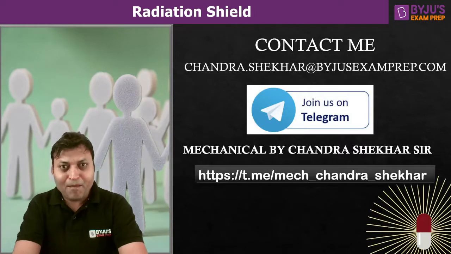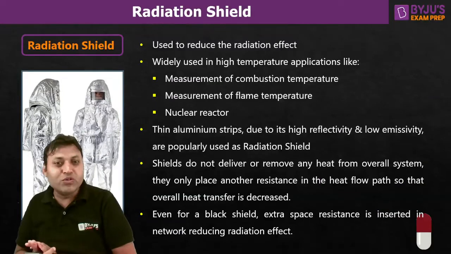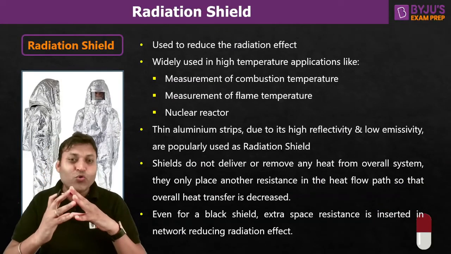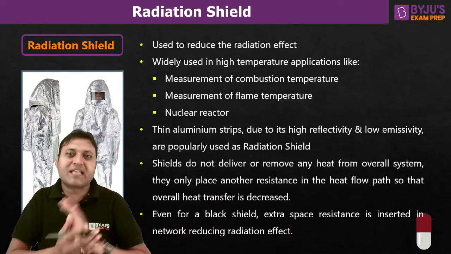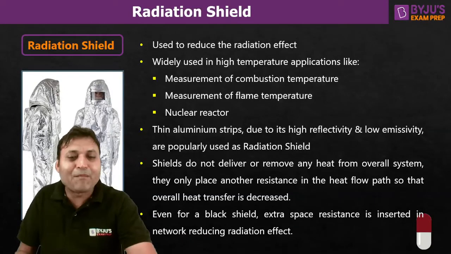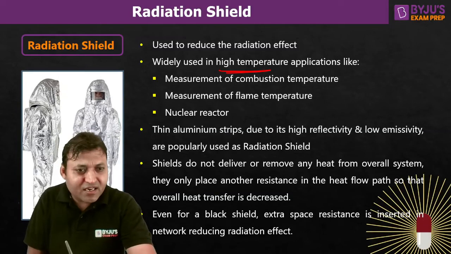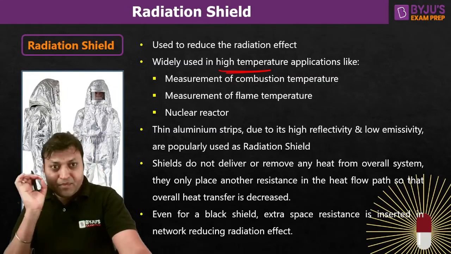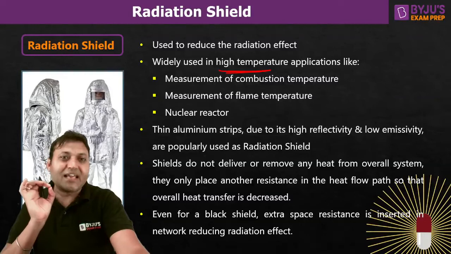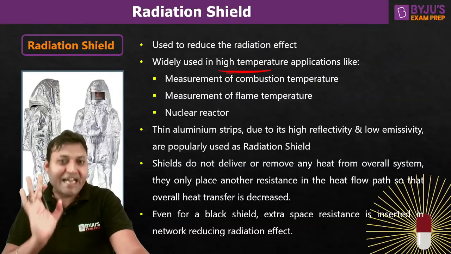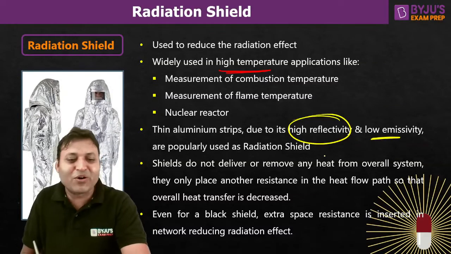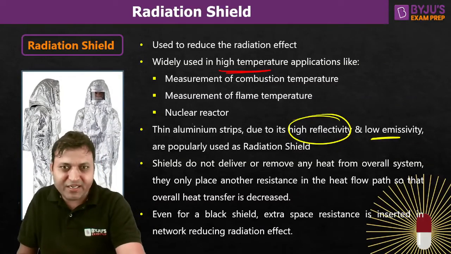Okay, so back to the topic. Why do we use radiation shield? The shields are generally used to reduce the effect of thermal radiation in high temperature applications like combustion chamber, nuclear reactors, thermal power plants, etc. Mostly aluminum material is used as a radiation shield because it has very high reflectivity and very low emissivity.